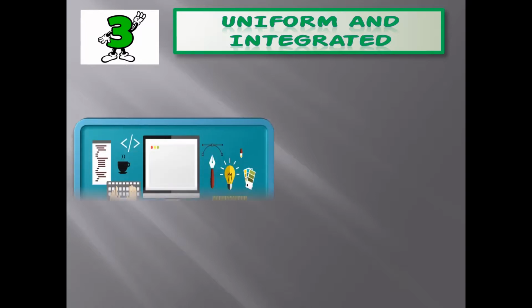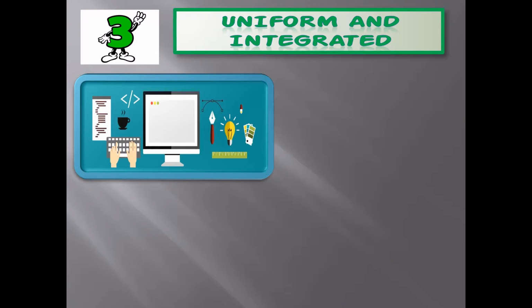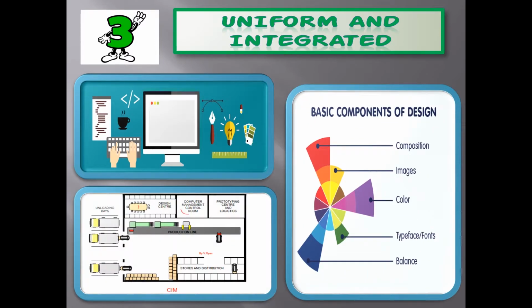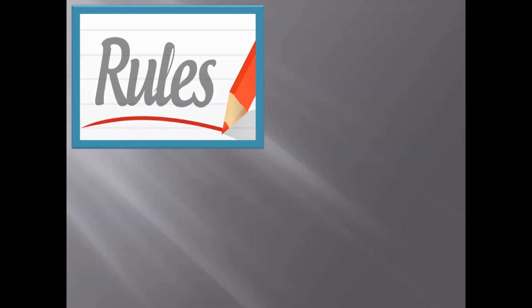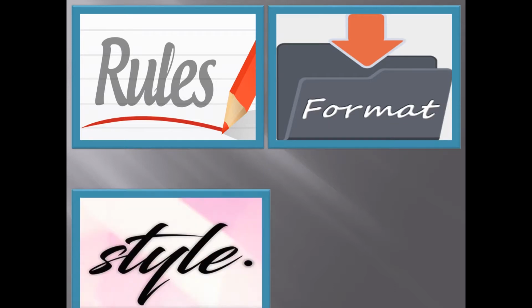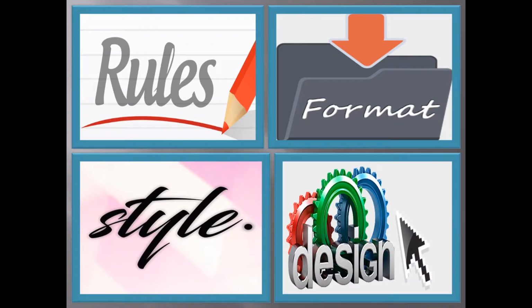Software design is considered uniform and integrated if the interfaces are properly defined among the design components. For this, rules, format, and style are established before the design team starts the software.